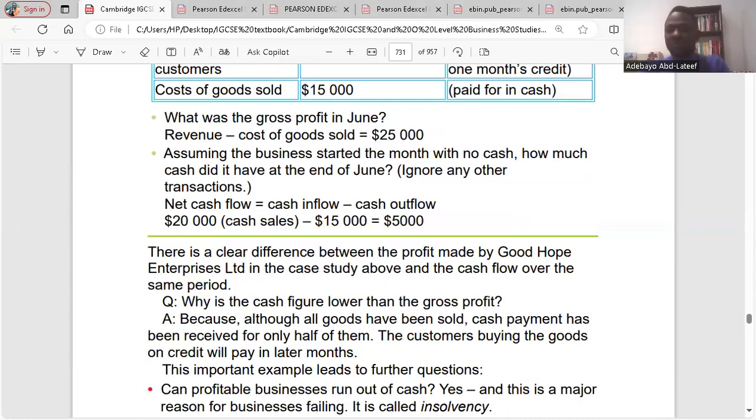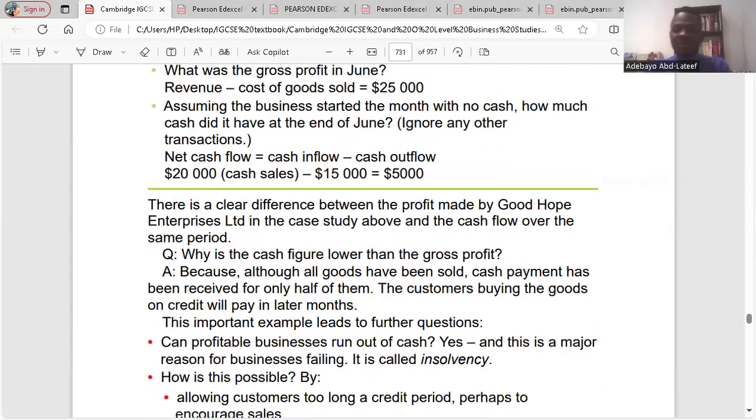So there's a clear difference between the profit made by Good Hope Enterprise Limited in the case study above and the cash flow over the same period. Why is the cash figure lower than the gross profit? The cash figure is lower than the gross profit because not all payments were made.